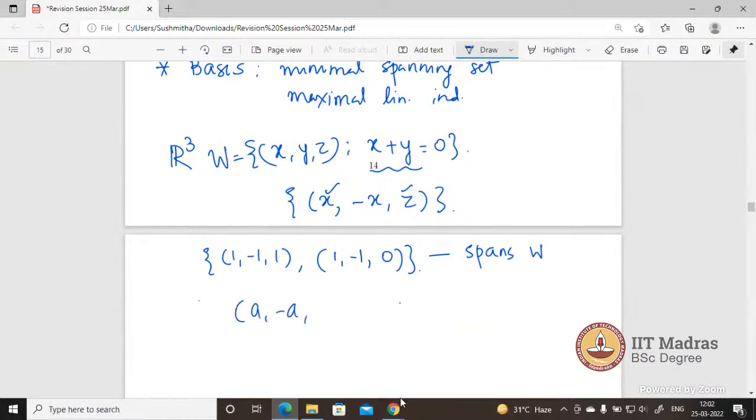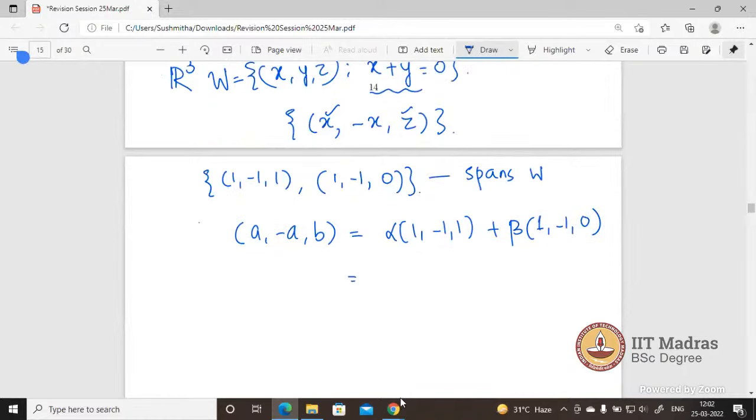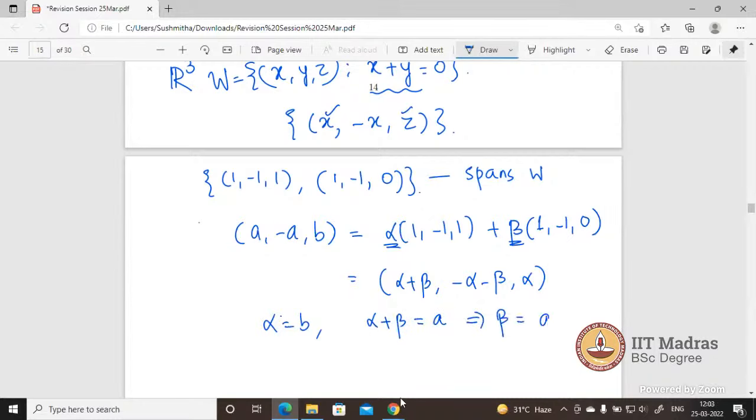So you want to write this as alpha times (1, -1, 1). Yes. Beta times (1, -1, 0), the other way around. If you put A and B here, it will become alpha plus beta, minus alpha minus beta, alpha. I want to find alpha and beta in terms of A and B, right? So my alpha is B, and alpha plus beta is A. So beta is A minus B.